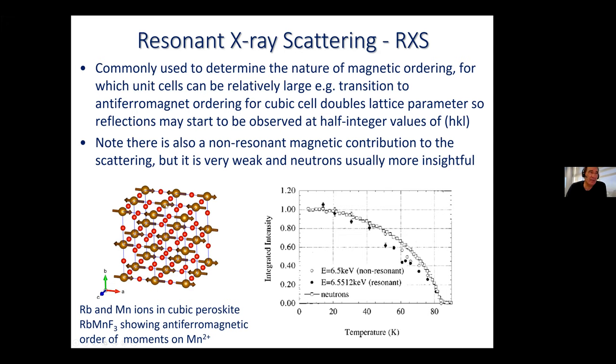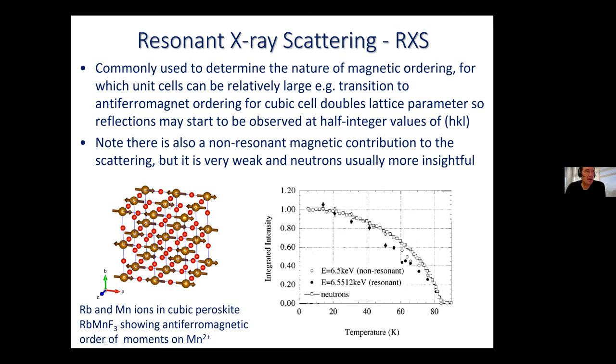The vast majority of materials that order magnetically order such that the orientation of the magnetic moment on any one atom is opposite to that on its neighbors. So if you look at this structure here, this cartoon of a particular compound which contains the elements rubidium, manganese, and fluorine, it's the manganese ion, which has an oxidation state of +2 here, which contains unpaired electronic spin and has these relatively big magnetic moments.